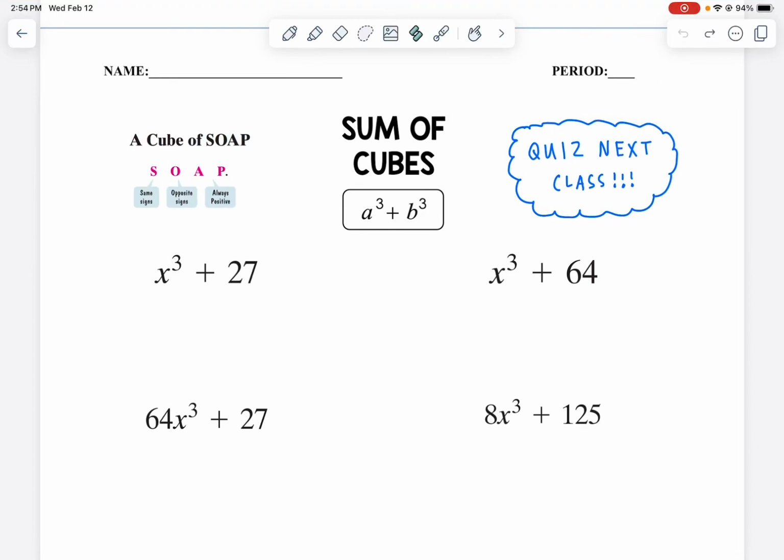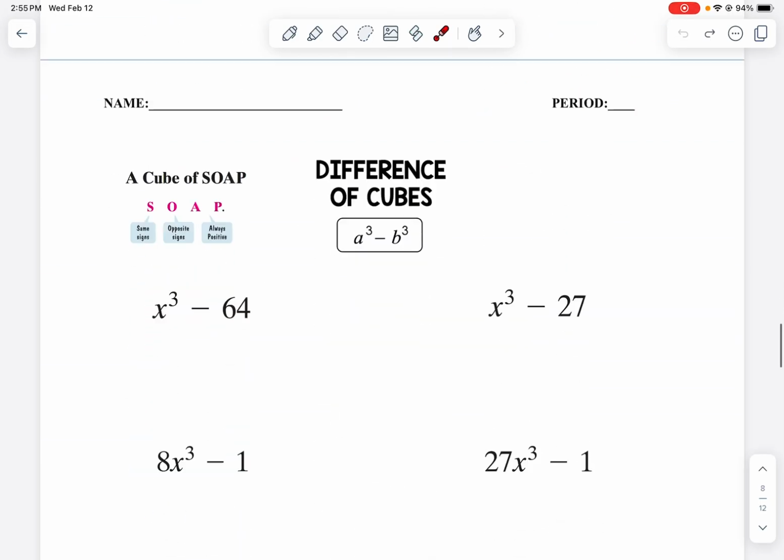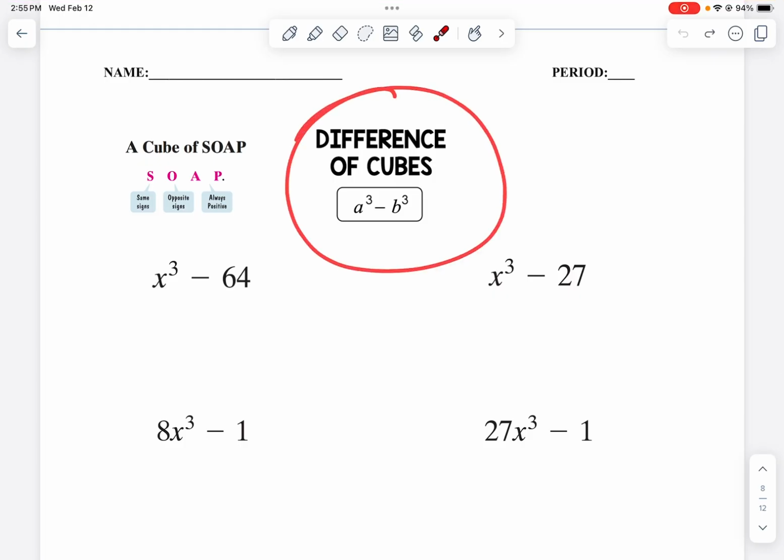All right, so for today, I wanted to go ahead and go over how to factor using the sum of cubes and the difference of cubes.